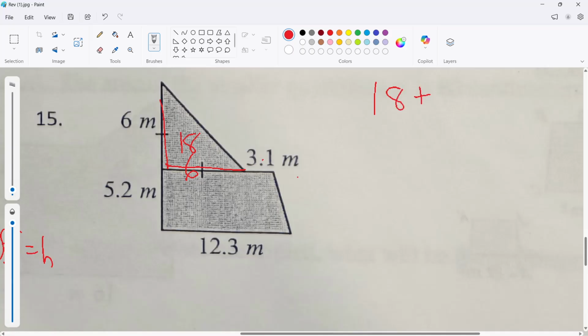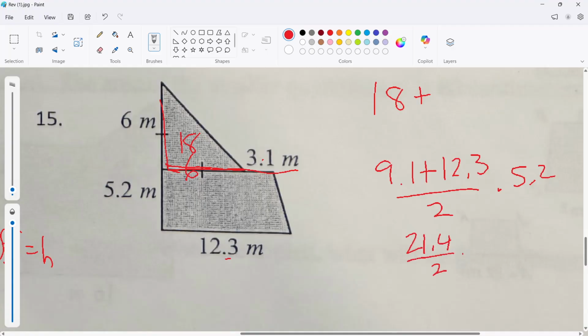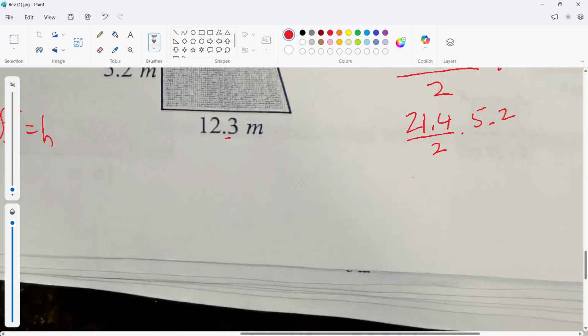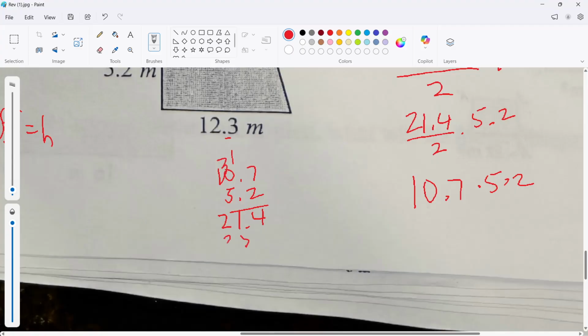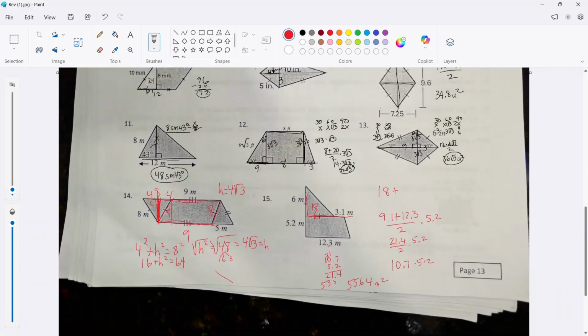Now how do I figure this? Well, if this is 6 and that's 3.1, I've got base 1, 9.1. I've got base 2, 12.3. I divide by 2 and multiply by the height. 9.1 plus 12.3 is 21.4, divided by 2 times 5.2. So that's 10.7. 10.7 times 5.2. You can do it on a calculator. And that comes out to 55.64 square meters.